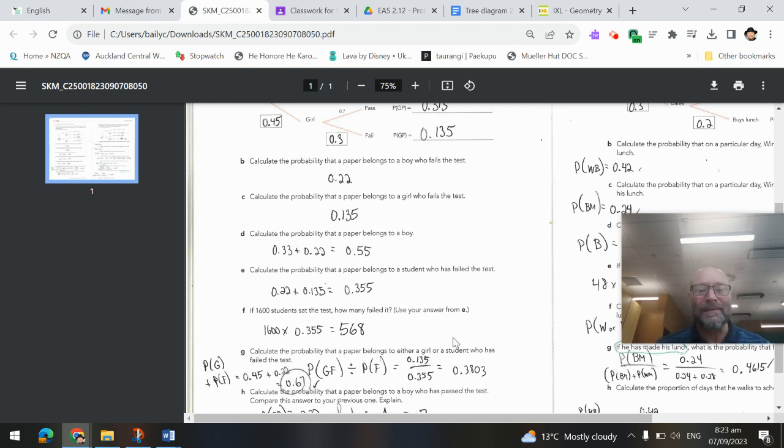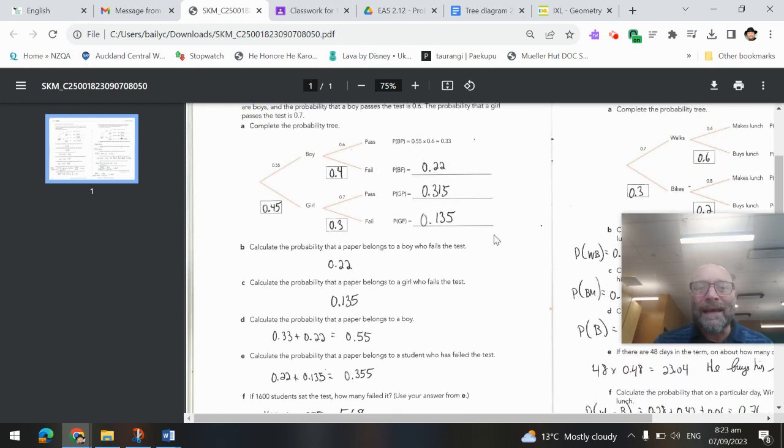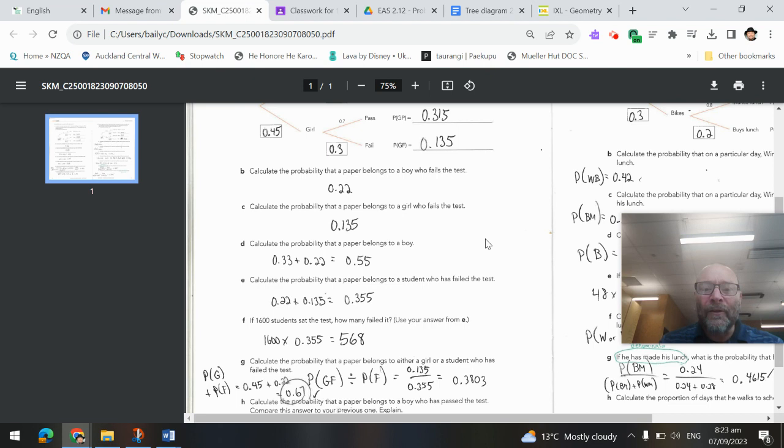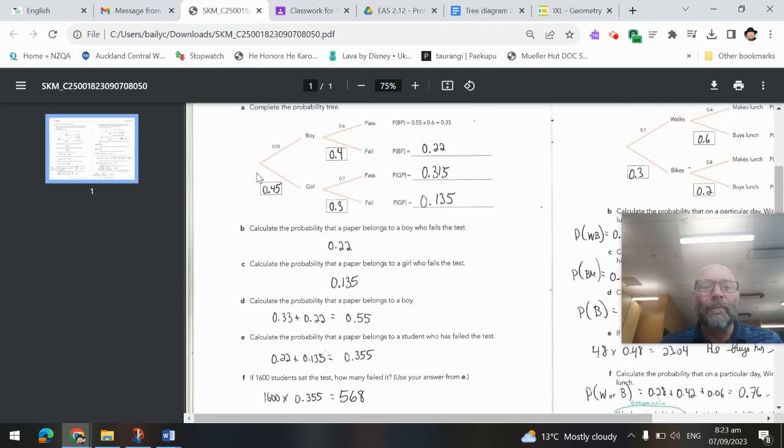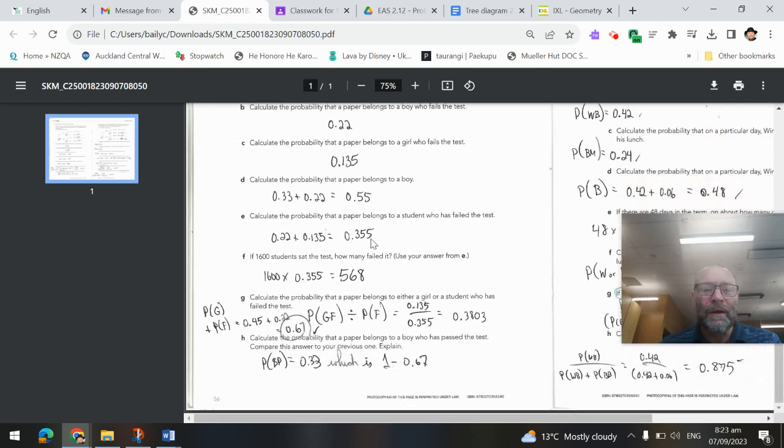Next one, calculate the probability that a paper belonged to either a girl or a student who failed the test. So there we need the probability of a girl who failed divided by the probability of a person who failed, and that gives us, easier way. Looking at these outcomes, if we're looking for either a girl or a student who failed the test, what's the probability that we have a girl? 0.45, and a boy who failed, 0.22. So we just add those together, 0.45 plus 0.22, 0.67.